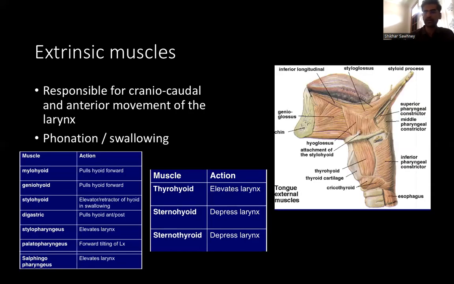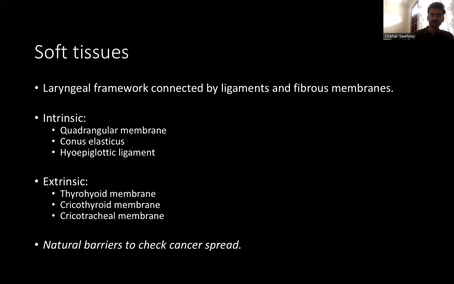Extrinsic muscles, as I already mentioned, are responsible for the superior, inferior, and anterior movement of the larynx. They may elevate or depress the larynx, depending on where they take their origin and where they insert. They are important in the second and third phases of the swallowing mechanism.